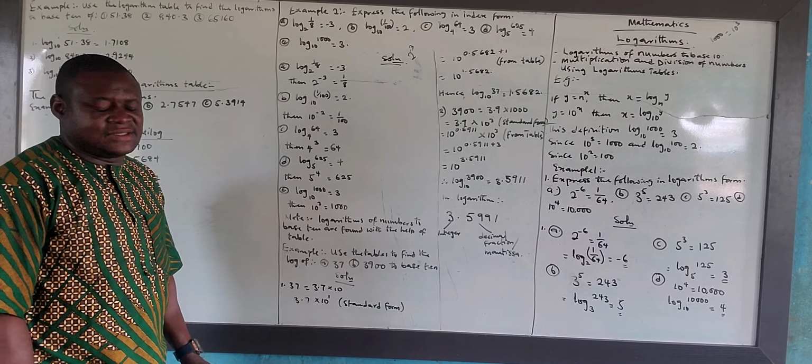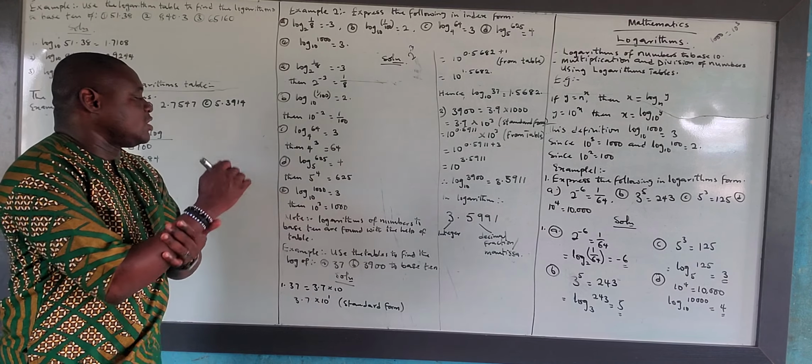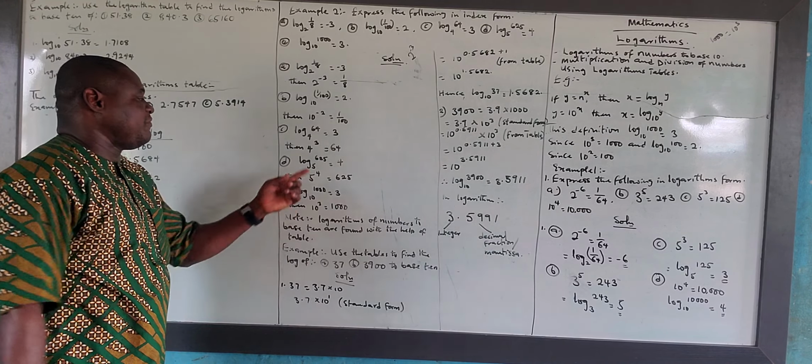Should I proceed? (c) We have log 4 of 64 is equal to 3. We factorize 64, we have 4 raised by 3. If we now put that, we now have 64. Then (d), log 5 of 625 is equal to 4. Factorize this, we now have 5 raised by 4, which will now give you 625. Then log 10 of 1000 is equal to 3.